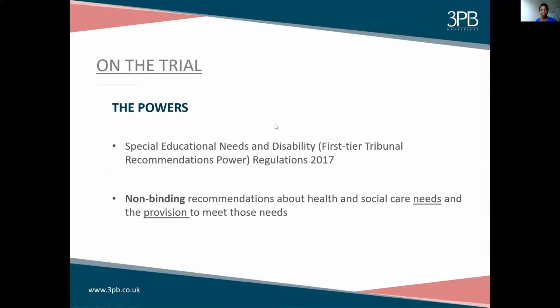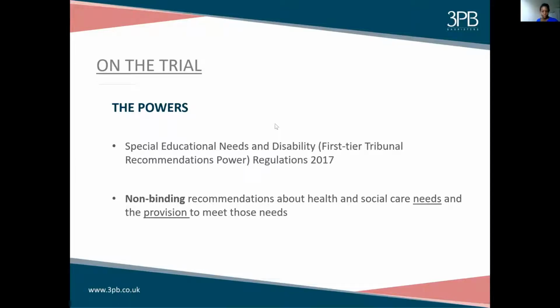Now, the powers that the tribunal have in relation to issues on the national trial are contained within the 2017 regulations that I've set out there. Those give the tribunal the power to make what we call non-binding recommendations about health and social care needs and the provision to meet those needs.